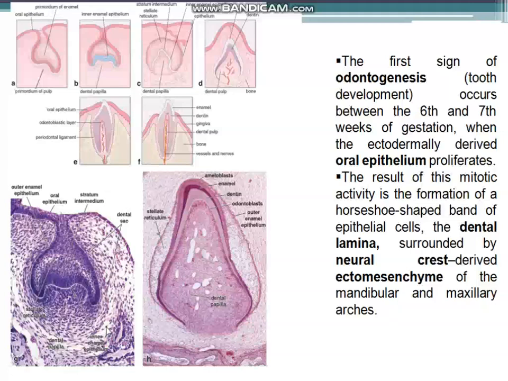That is a very important point which we have to remember. As the root becomes longer, the crown approaches the surface and eventually erupts into the oral cavity. But the lengthening of the root is not responsible for tooth eruption. Instead, the two processes merely happen to occur simultaneously. So it means that root elongation is not responsible for eruption of the tooth.